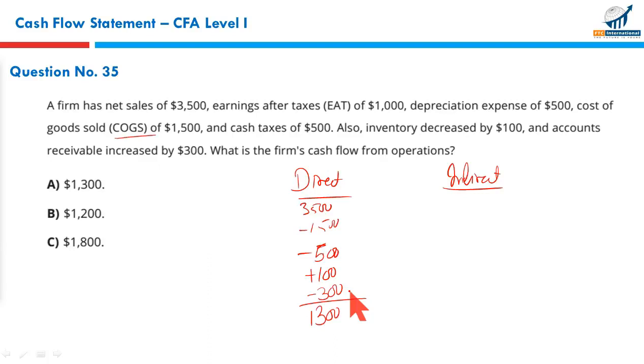What is the starting point of the indirect method? We need to find first the net income. How do we find the net income? We take sales. From sales, we deduct CGS, or why don't we just take earning after tax, which has already been given? We can start from here. Earning after tax or net income, it is 1,000. To this net income, we add non-cash expenses, 500, that is the depreciation amount, right?